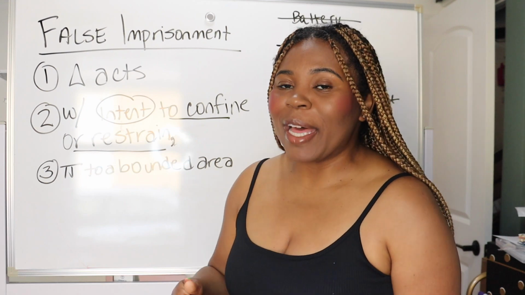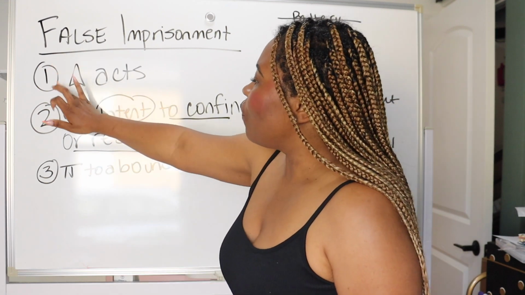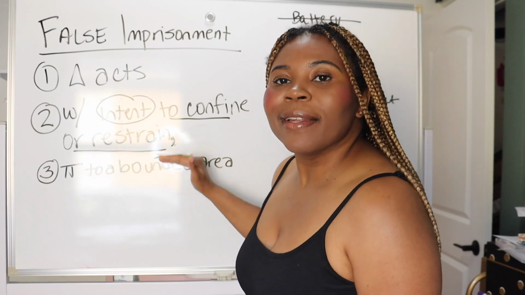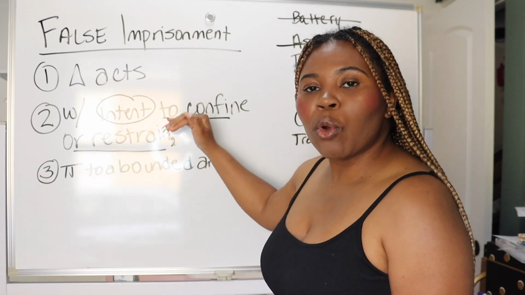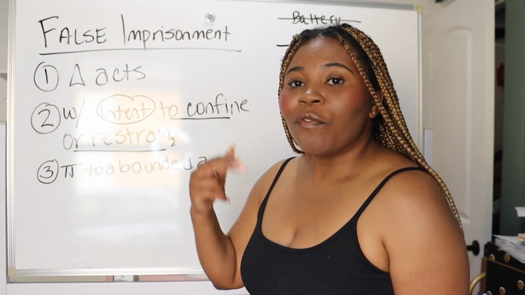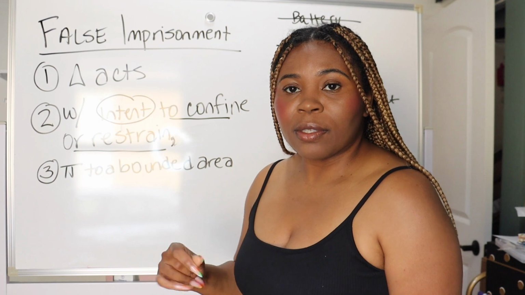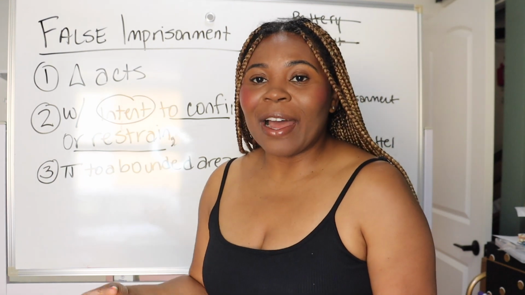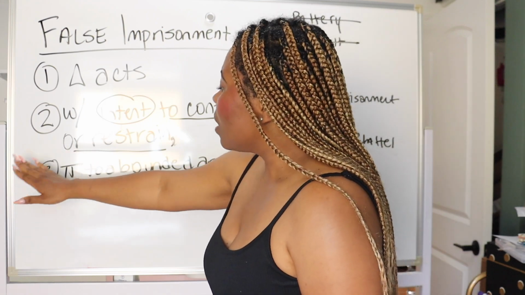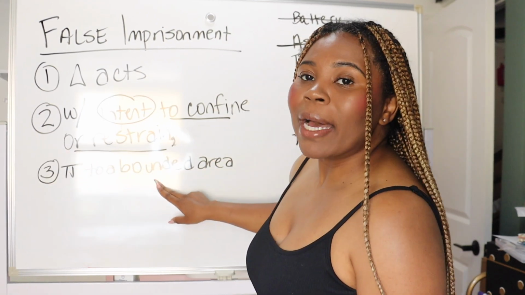So just to recap the elements of false imprisonment, a defendant acts with the intent to confine or restrain. Don't forget to lay out what that confinement or restraint might look like. Again, it could be physical barriers, physical force or threat of force, a failure to release or let out, or an invalid use of legal authority. And then define the plaintiff to a bounded area.